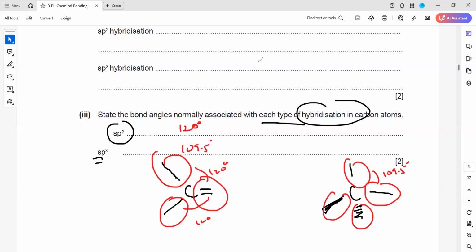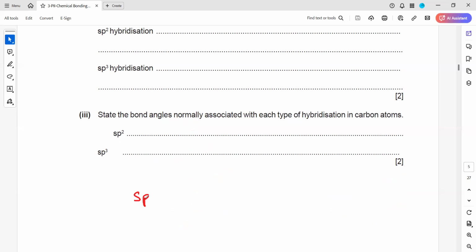So whenever it is sp hybridization, it means carbon will form a triple bond with another atom. So one side always is a triple bond and then a single bond. What will be the geometry of this? So this will count as one, this we count as another. So it means it has two bond pairs. So we'll say it will have a bond angle of 180.